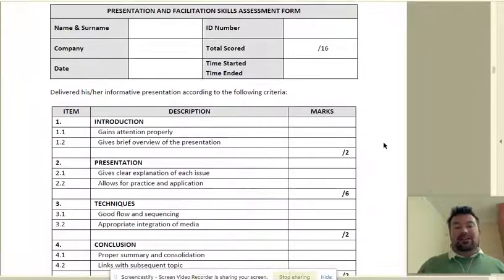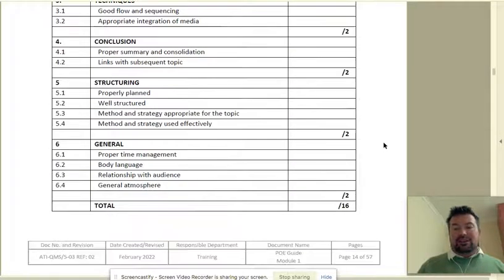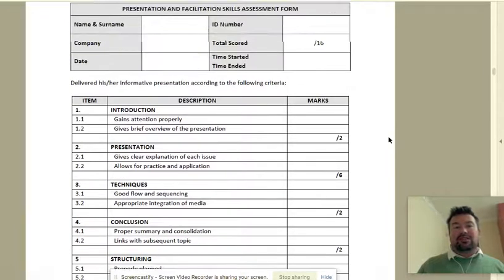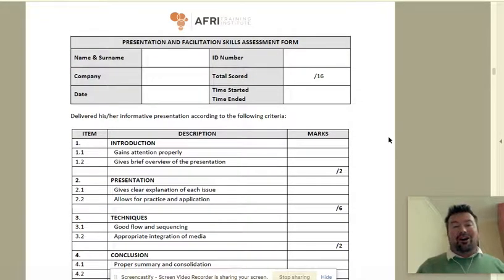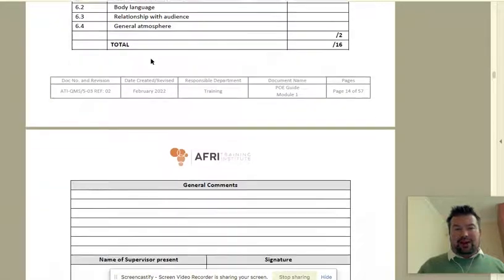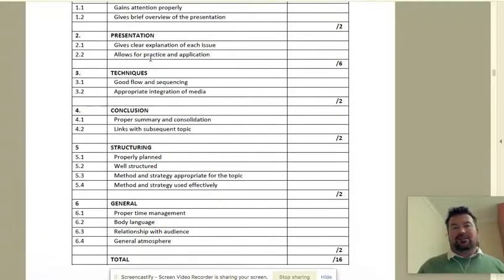And ultimately you need to look at this criteria. So the criteria that are on page number 14 is the criteria that we are going to use to make sure that you are competent in understanding diversity. So you can put in your name and surname, your ID number, the company, and then the date that we're going to do it. And I think we're going to probably, let me just see if I have to mark it off. No, I don't have to mark it off.